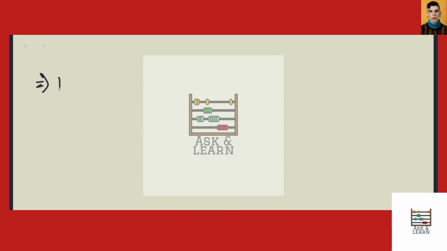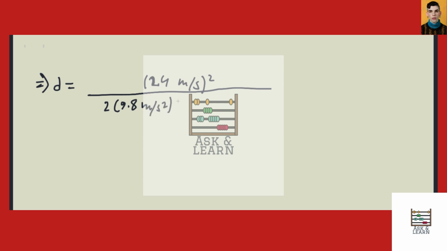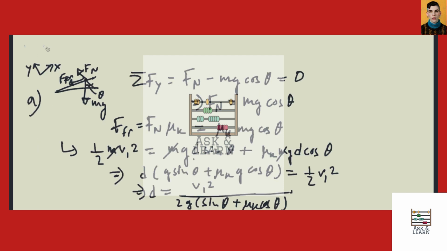And then we plug in values. d equals v1 squared, which is 2.4 meters per second quantity squared, over 2 times 9.8 meters per second squared, times sine theta is 28, mu k 0.25 times cosine 28, giving us 0.43 meters approximately. In part B, the situation is just reversed in terms of friction force.